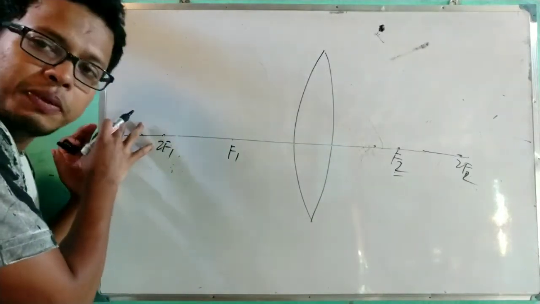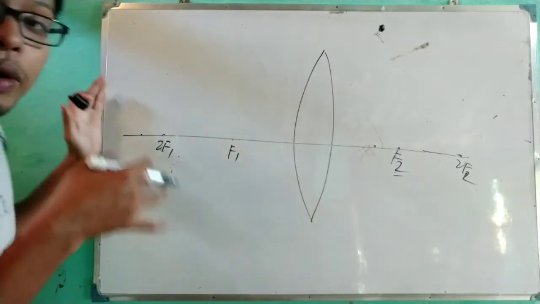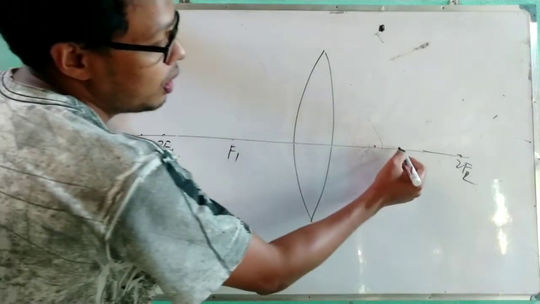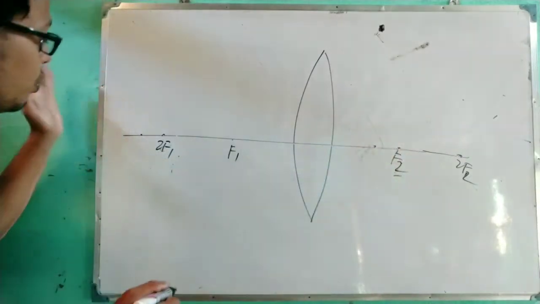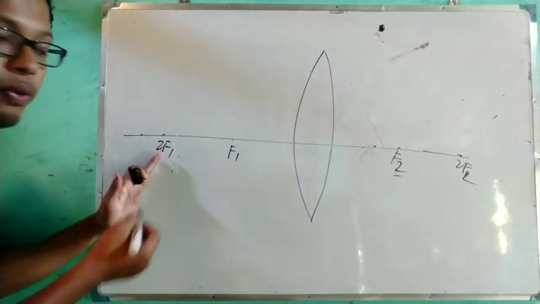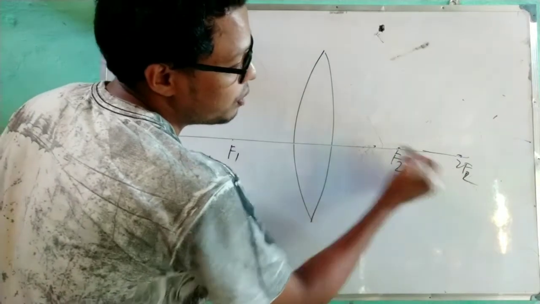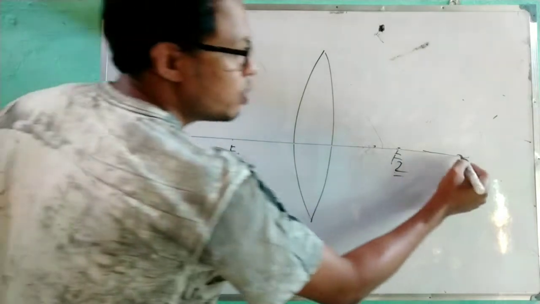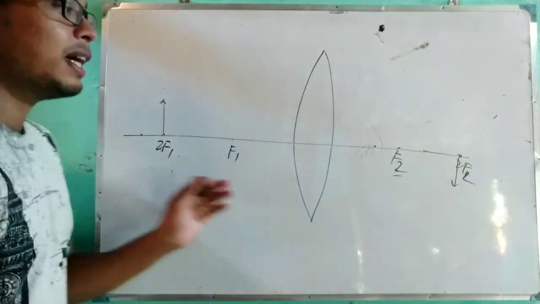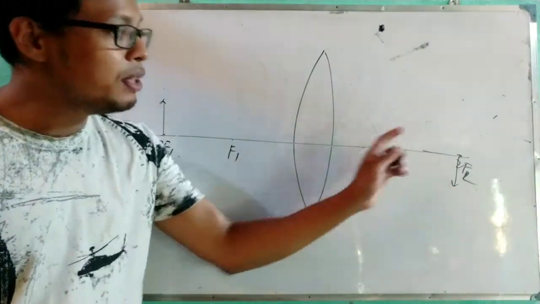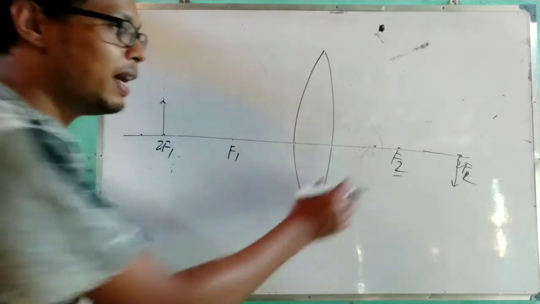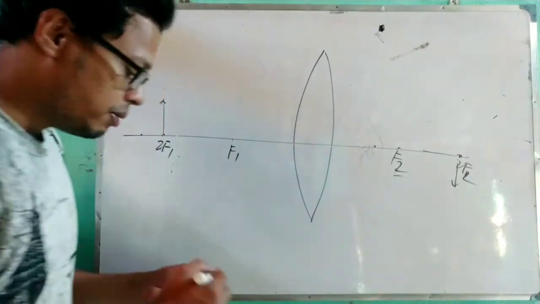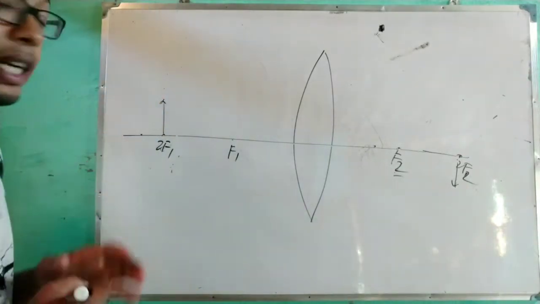But when the object was at infinity, the image size will be point sized. But when it shifts towards f1, twice f1, then the size of the image also gradually increases. Now when it comes at twice f1, then the image also forms at twice f2, and the size of the image becomes the same. But the image will be real and inverted. Here the size of the image is the same as the size of the object.